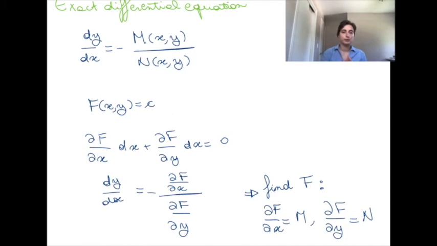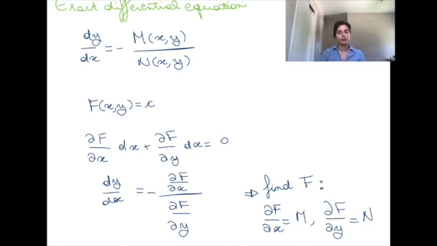Let's look at a function f of x and y that is equal all the time to a constant. Then the full derivative of f is the partial derivative of f with respect to x times dx plus the partial derivative of f with respect to y times dy, all of this equal to 0. So if you shift things around, you'll notice that you can write dy over dx equals minus the fraction between the partial derivative of f with respect to x and the partial derivative of f with respect to y.